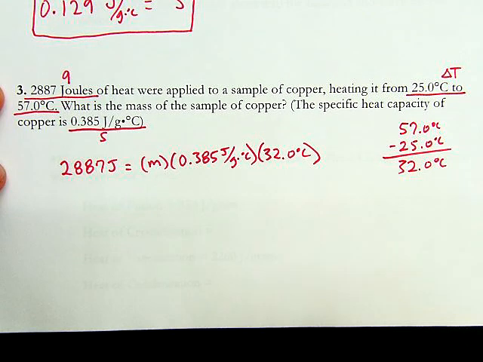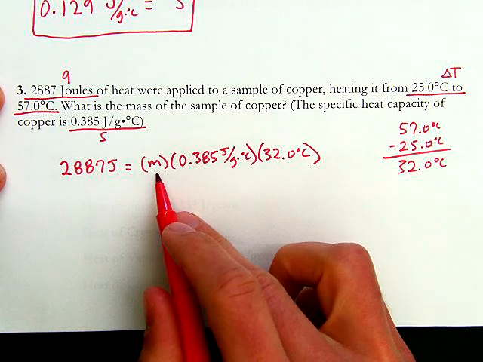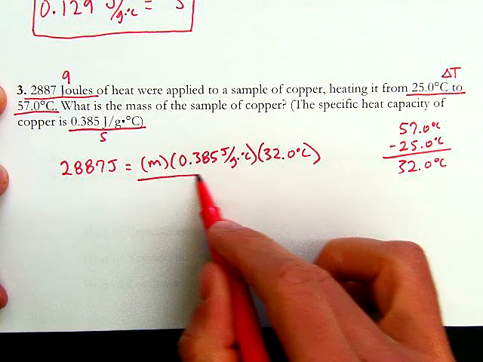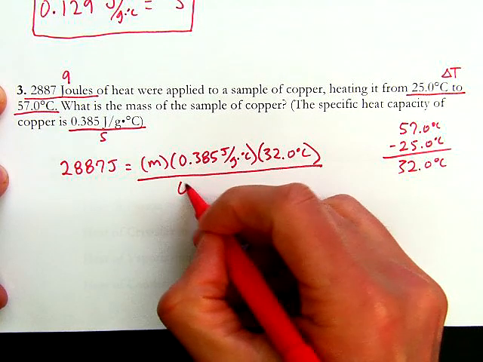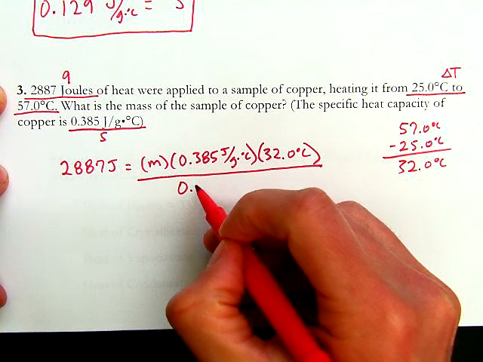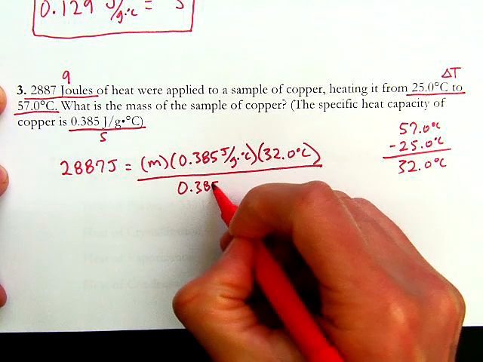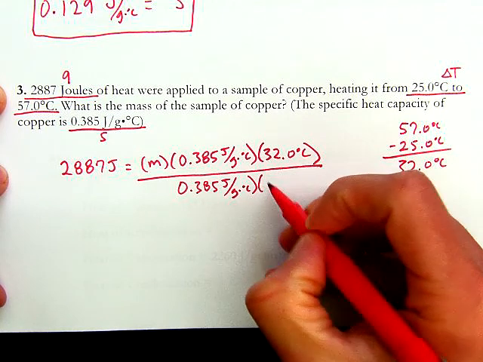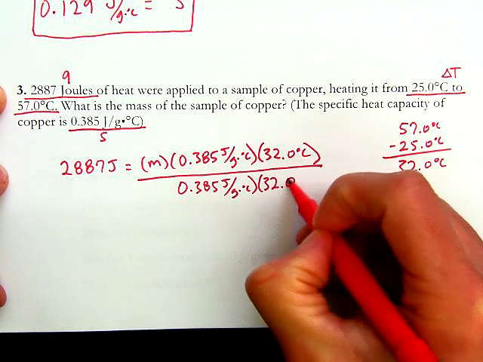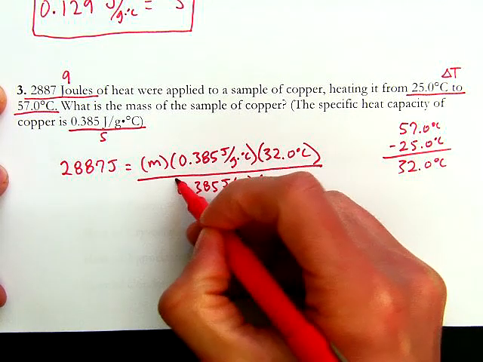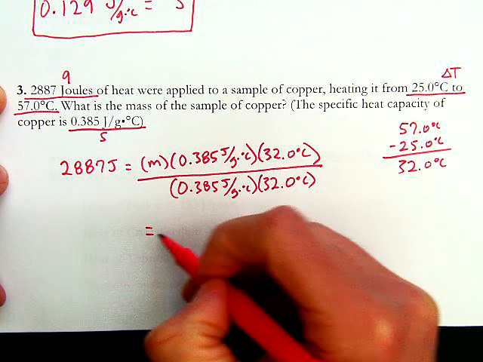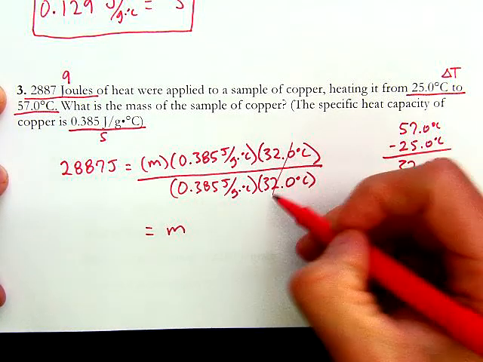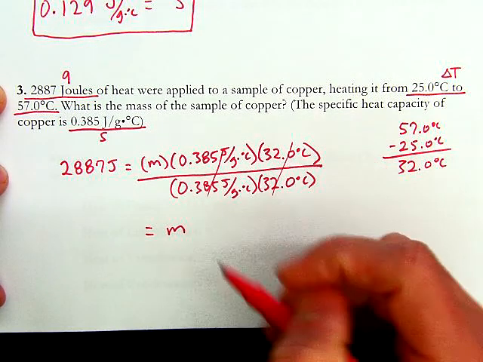So just like we did in the problem above, we have to solve for M. So we're going to divide by the other stuff on that side. So I'm dividing by S times delta T. If we do this, it will cancel out on one side, and just leave you with M. So these cancel, this cancels. Whatever we do to one side, we do to the other.